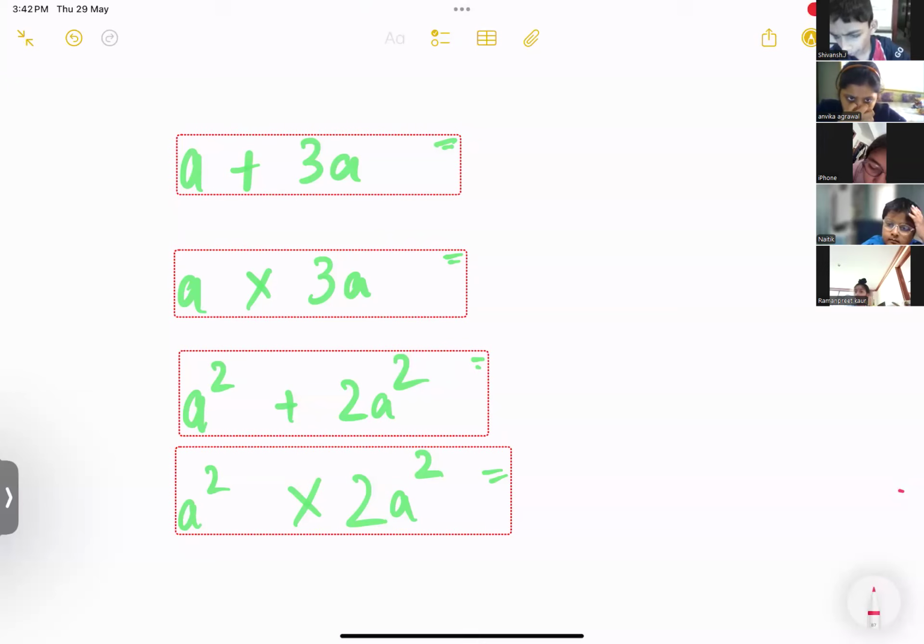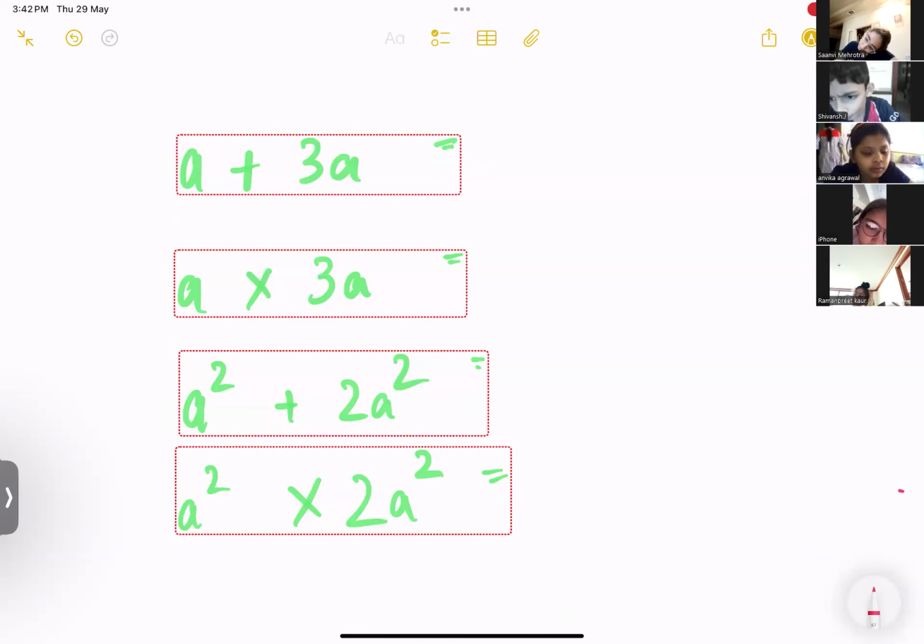Join after the meeting gets over, rejoin, because I want to talk with you all. First one is 4a. We will wait for our friends. Solve, guys.